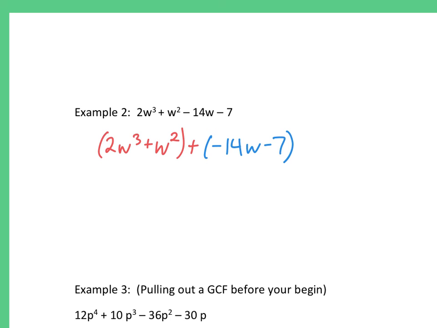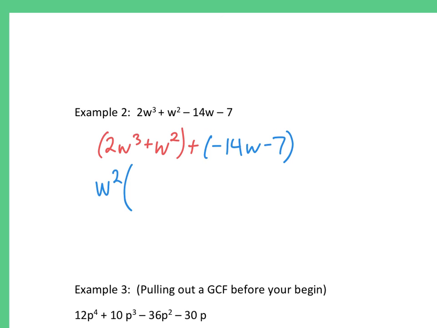First, starting off with the coefficients in the first set of parentheses, 2 and 1. What do they both have? Just 1. Do we have to write an invisible 1? No, but you can if you want to, okay? Moving along to the variables, w to the third and w squared. What do they both have? 2 w's, w squared, right?